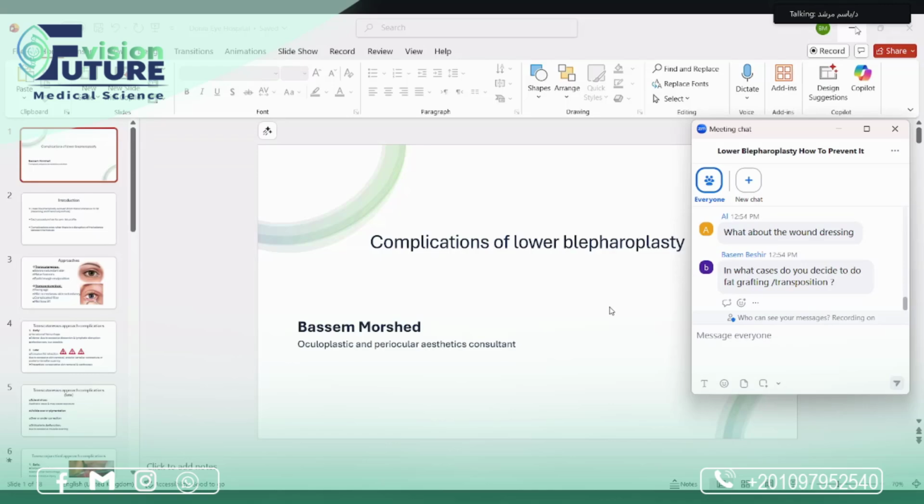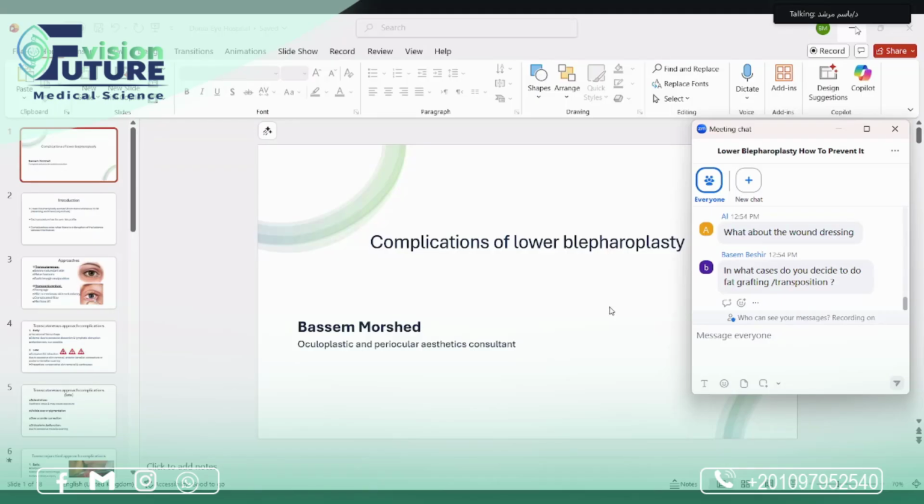What about the wound dressing? I never apply any dressing on the wound. I never put any strips or anything. I leave it and I cover. I ask the patient to regularly put the antibiotic ointment over the stitches.